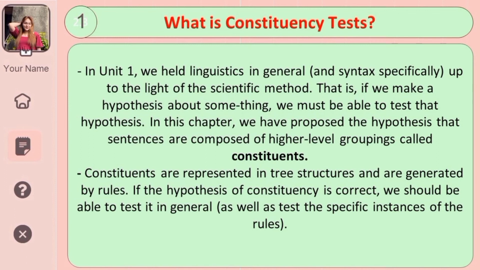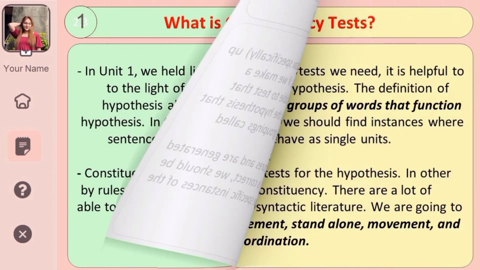Constituents are represented in tree structures and are generated by rules. If the hypothesis of constituency is correct, we should be able to test it in general, as well as test the specific instances of the rules. In other words, in English grammar, a constituent is a linguistic part of a larger sentence, phrase, or clause. For instance, all the words and phrases that make up a sentence are said to be constituents of that sentence. A constituent can be a morpheme, word, phrase, or clause.